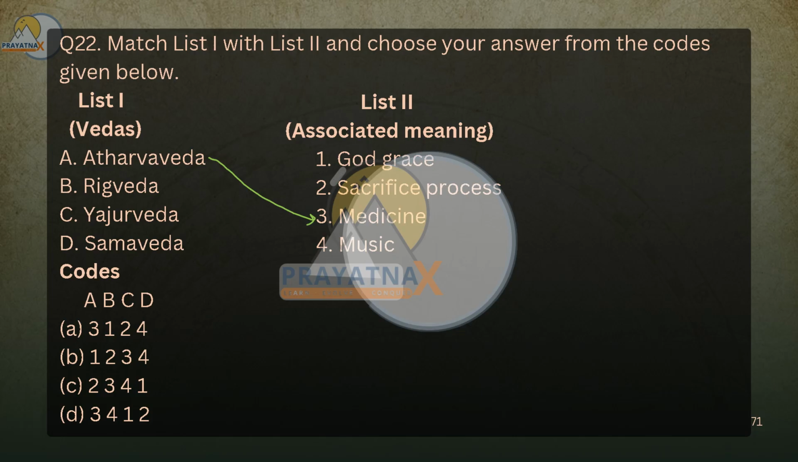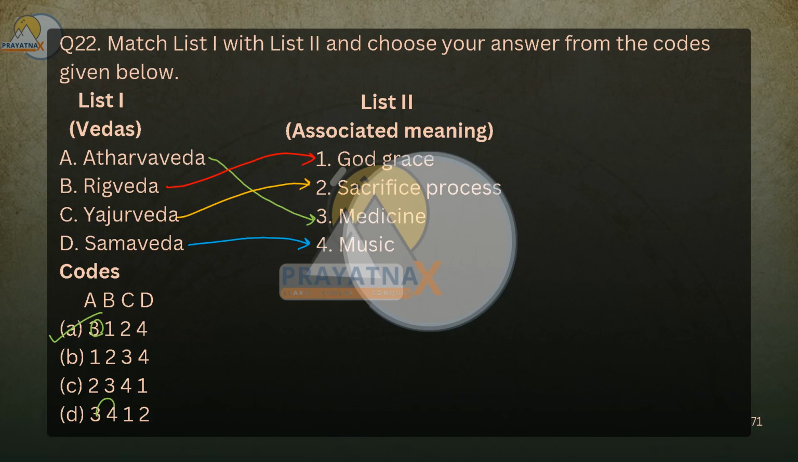So Rigveda is related to option 1, and Yajurveda explains the sacrificial rituals and the processes. So it is associated with the sacrifice process, and then Samveda is obviously related to music. So the correct answer for this would be A, with option number 3. So the correct answer for this would be option number A.